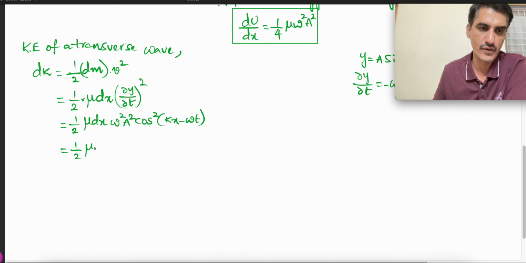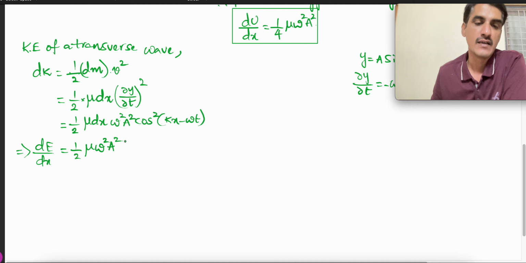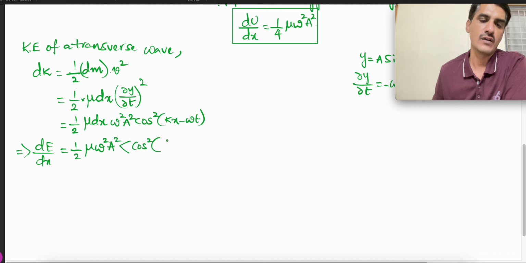Now let us simplify this. Half into mu, consider it as dK by dx from now. Send this dx to the left side. Half mu omega square a square into the average value of cos square (kx minus omega t).